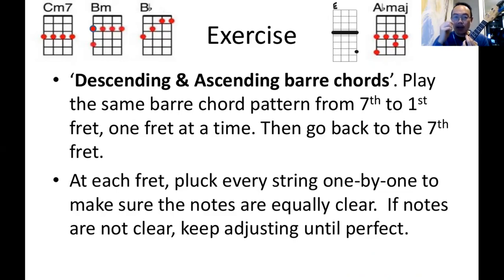Make sure you pluck each one. You want to make sure that it's all clear. And then so on and so forth. You move on to the B flat shape. Now you put this line here, the partial bar, at fret number 7. So come to 7. And then you do this. Then you go down to 6. Go up.